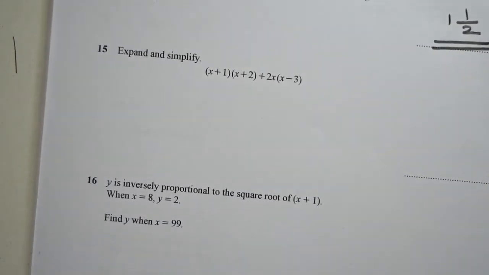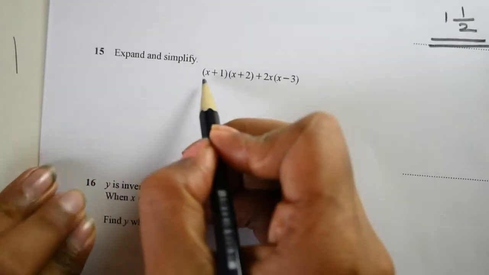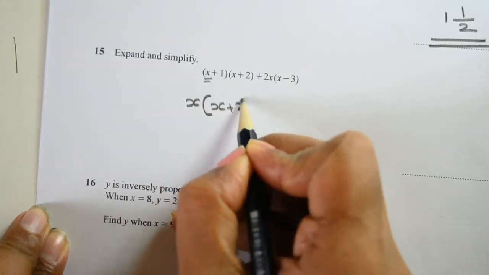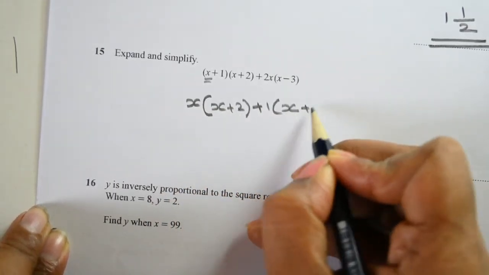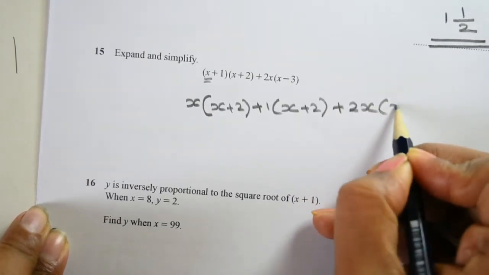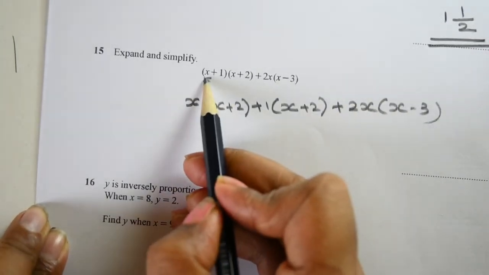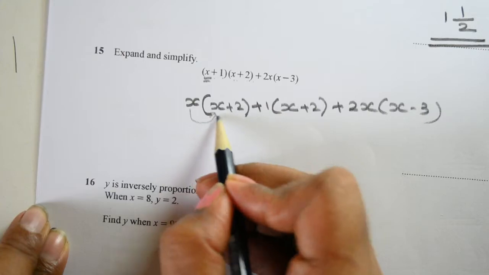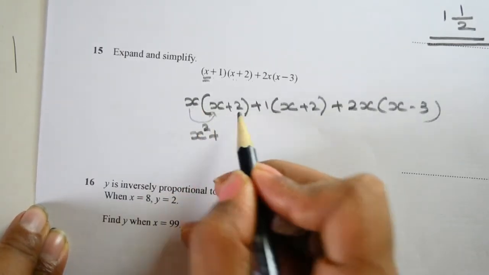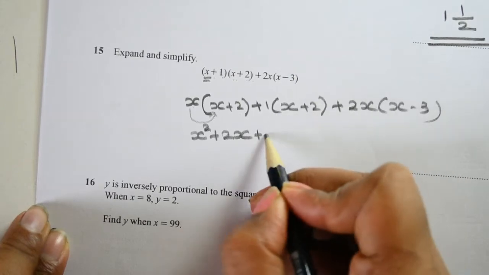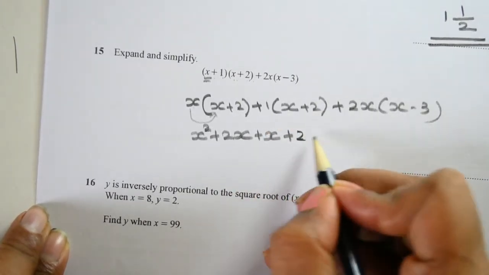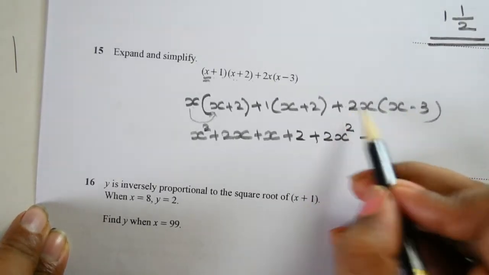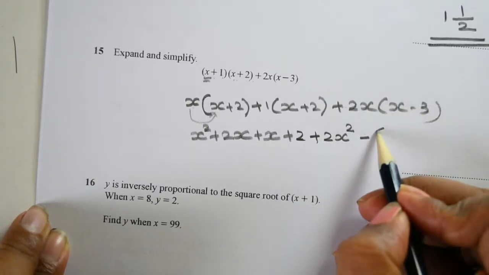Next, expand and simplify. So first listen. First take this x term. Write x multiplied by x plus 2 plus 1 into x plus 2, keep the same thing. Once again, first x into x plus 2 plus 1 into x plus 2. So first what is x times x? x square plus x into 2, 2x, plus 1 into x, x, plus 1 into 2, 2, plus 2x into x is 2x square, minus, plus into minus becomes minus, 3 2s are 6x.